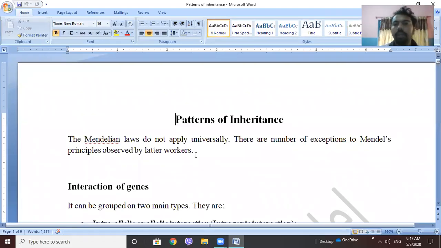Hello everyone, good morning. So today in this lecture, we are going to talk about patterns of inheritance. So in the last lecture, we talked about Mendelian laws of genetics.